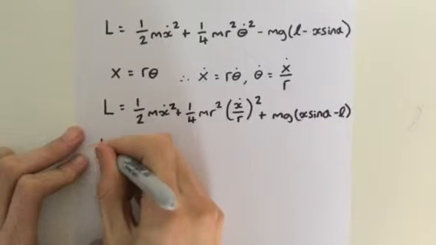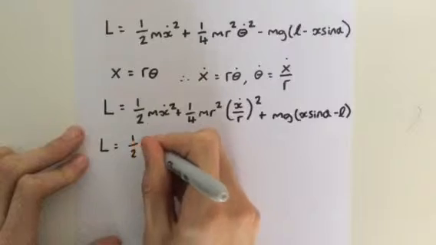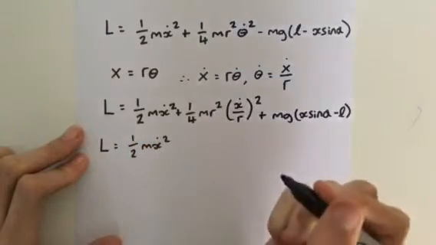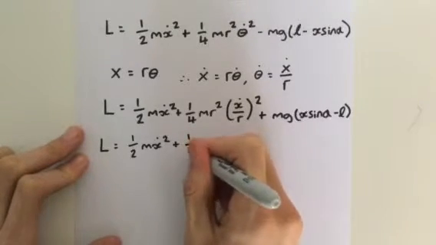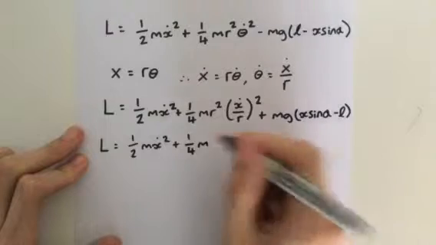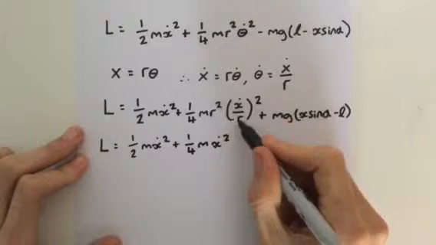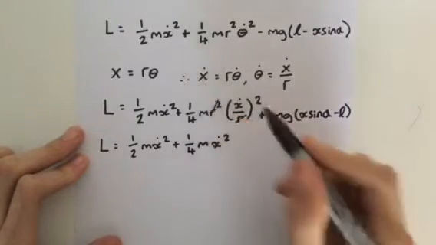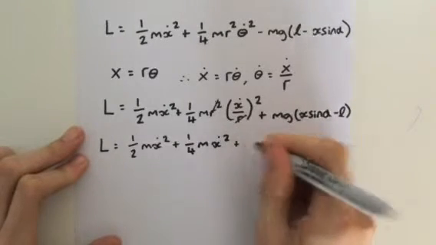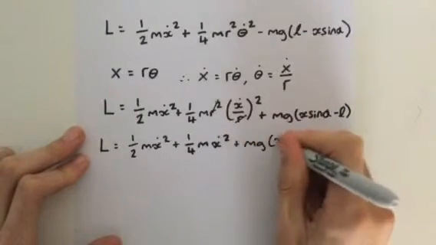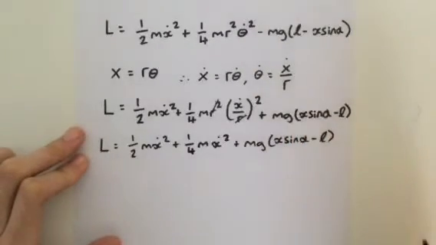So we can do some more stuff with this. We get a half mx dot squared, add our quarter mx dot squared, because the r squareds cancel each other out. So we're just left with mx dot squared, and we add our mg times x sine alpha minus L.